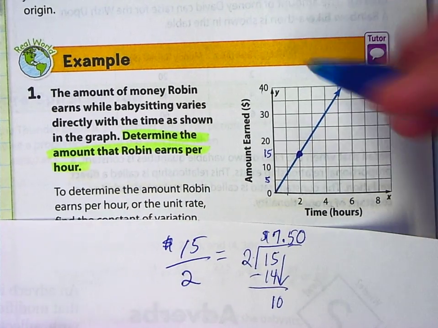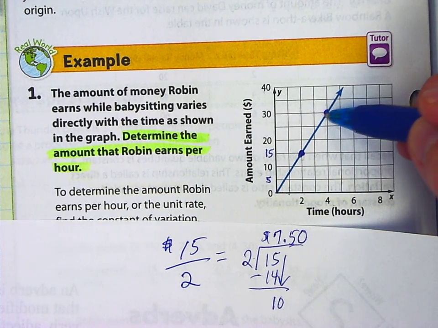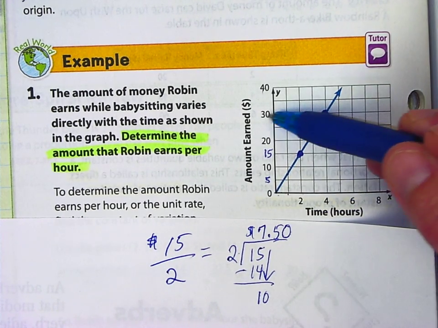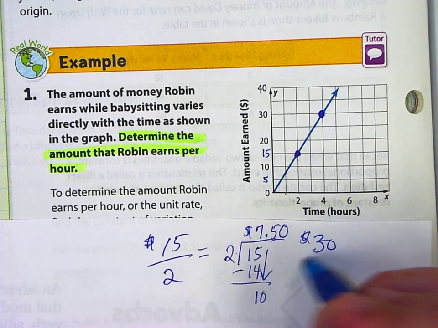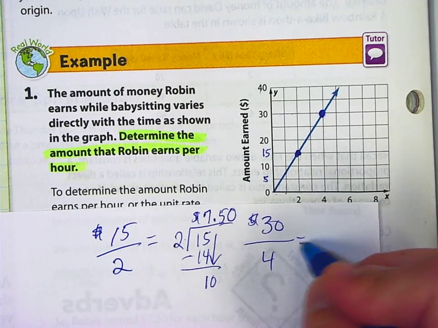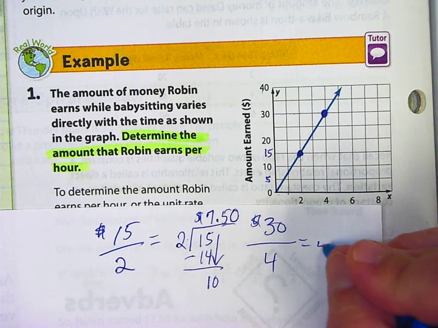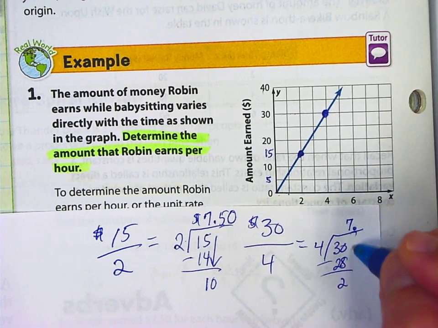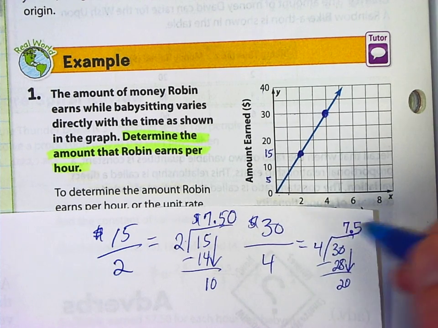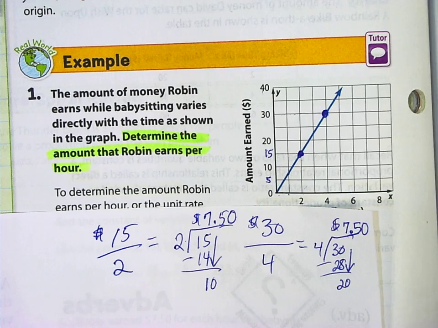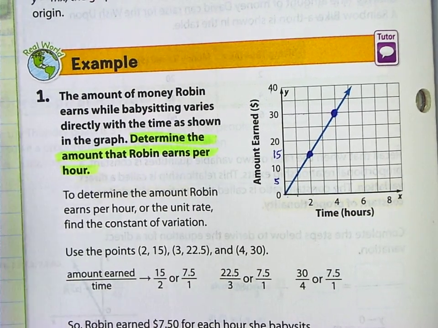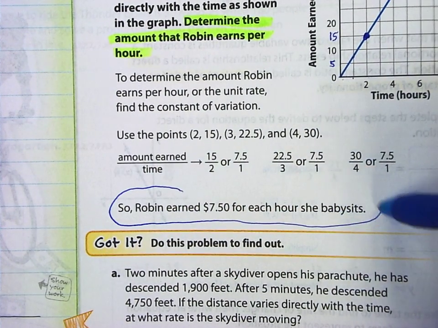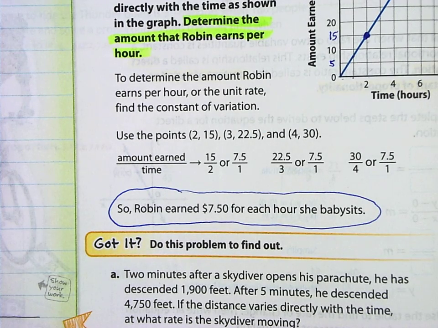So we can use that point, or we can use this point right here and divide and get the exact same thing. So in 4 hours, she makes $30. So she makes $30 in 4 hours. Let's divide and see if we get the same thing. 4 divides into 30 7 times for 28. Subtract, we have to add a decimal and bring down a 0, and 4 divides into 20 5 times. Again, to make this money, we add a 0 at the end. So the final answer is that no matter which point we use and divide, we're going to figure out that she makes $7.50 per hour for each hour she babysits.